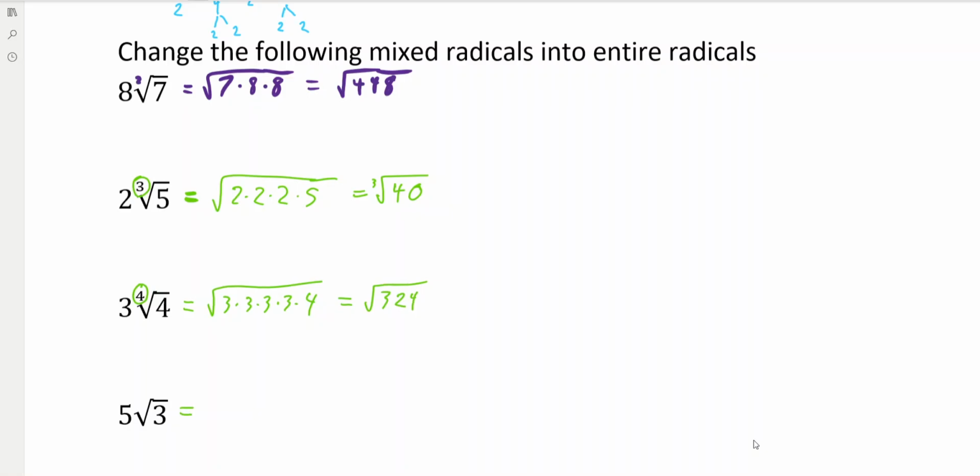Okay, and then our last one here, again, this is an invisible number 2, so that means it happens twice. So 3 times 5 times 5. And notice there's no specific order that we have to go in here. I'm just choosing to do it from smallest number to biggest number, but it actually doesn't make a difference. So 25 times 3, so 75, so square root of 75.